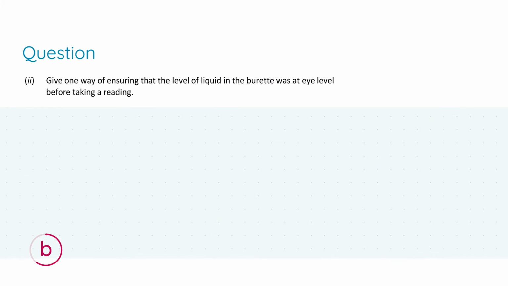Moving on to B part 2, here we are asked to give one way of ensuring that the level of liquid in the burette was at eye level before taking a reading. Basically what we have to do here is give one method to make sure that the liquid is flat and at eye level. The reason we want to do this is to make sure that you get an accurate reading and so you can see the meniscus properly. There are multiple ways you can approach this question, and I will give you my personal favorite and then a few others just in case you want to remember them for future use.